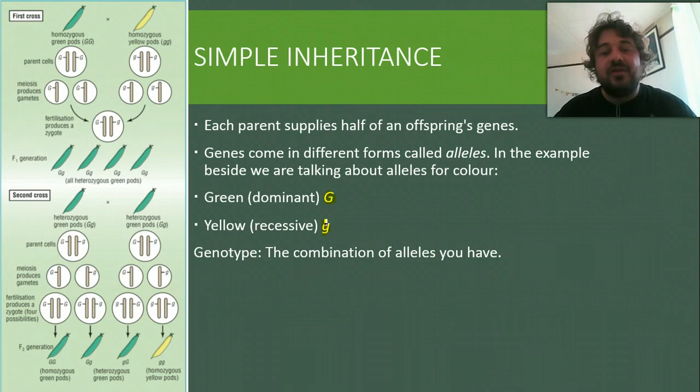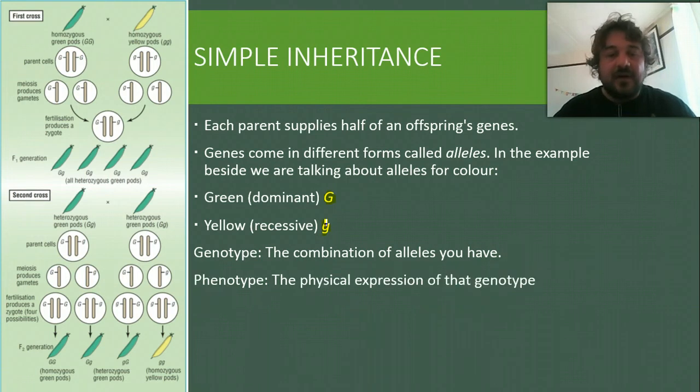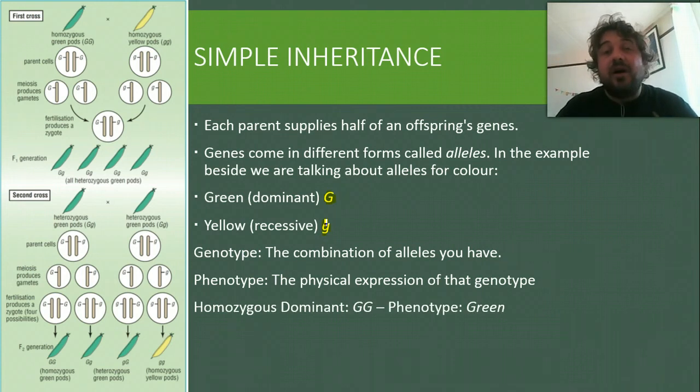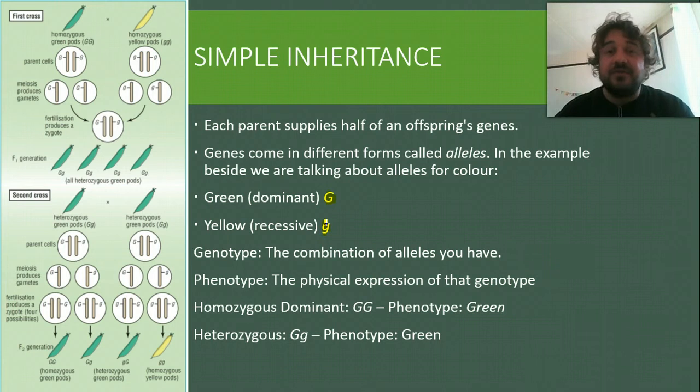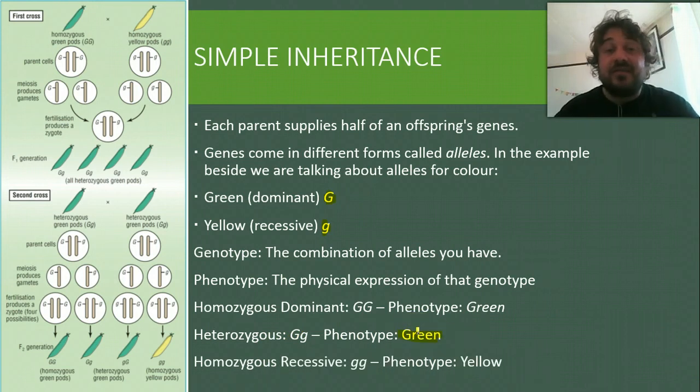Okay, so the genotype. This is the combination of alleles you have. Phenotype. This is the physical expression of those alleles. Alright, straightforward. Now, we can have a homozygous dominant, which is GG. The phenotype of it is green. We can have heterozygous, which is the mix between the two. Hetero means mixed. Homo means same, which is big G, little g. The phenotype there is still green. Okay? Homozygous recessive, that's how we get the phenotype for yellow.